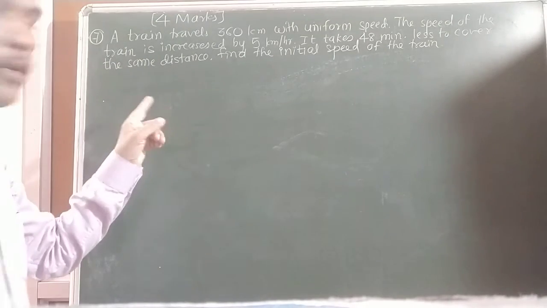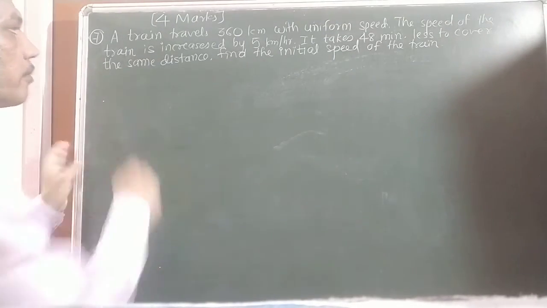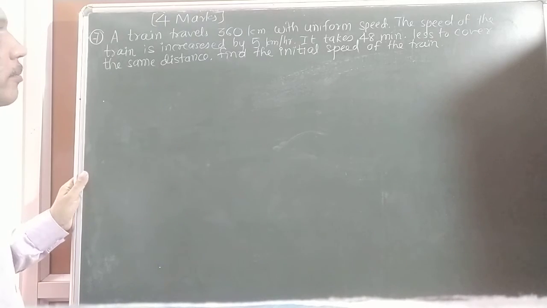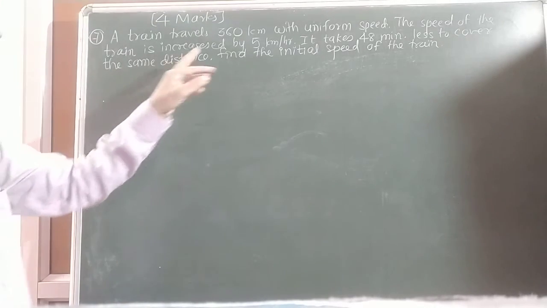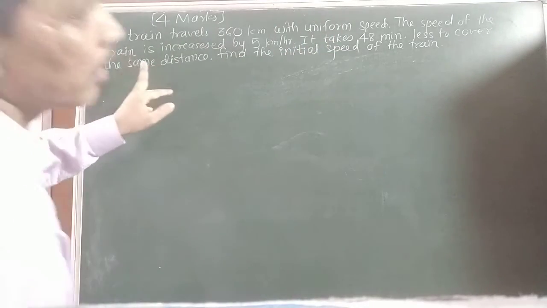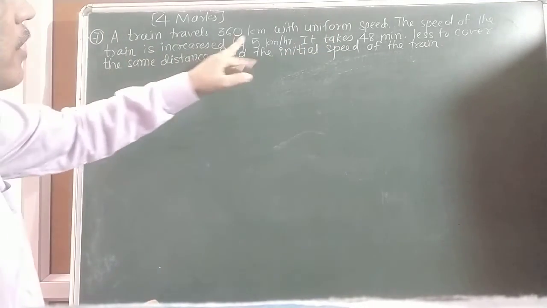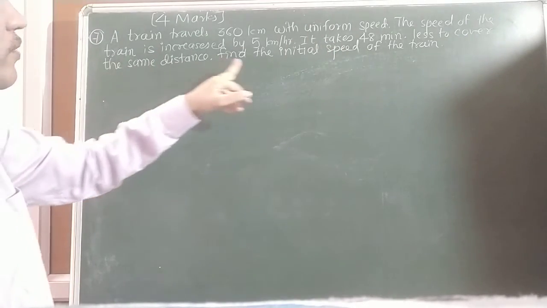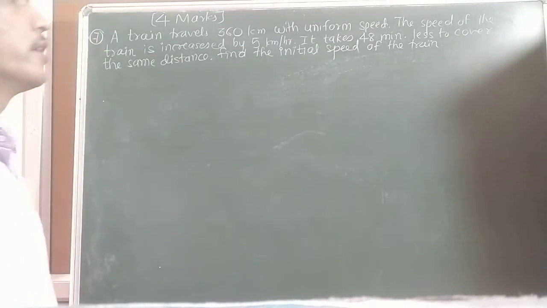Now 4 marks sum number 7. Sum number 6 is not in syllabus this year. So we are taking sum number 7. A train travels 360 km with uniform speed. If the speed of the train is increased by 5 km per hour, it takes 48 minutes less to cover the same distance. Find the initial speed of the train.